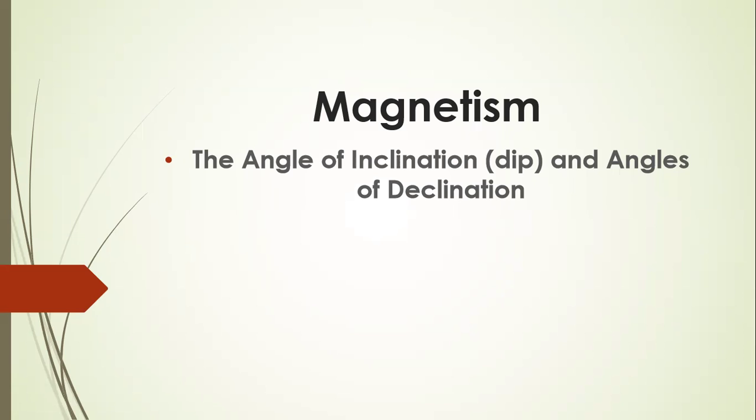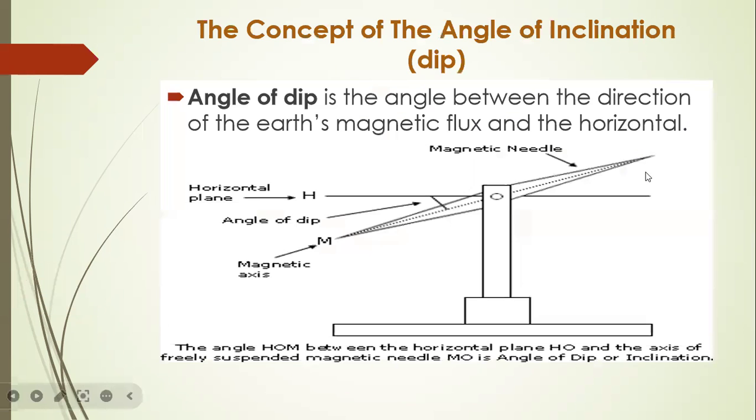Our topic is magnetism. So far in our past videos, we saw the concept of magnetism. We discussed magnetization versus demagnetization. We saw the various types of magnets. So today, let's specifically discuss the angle of inclination, or the angle of dip, and the angle of declination. We'll start with the angle of inclination.